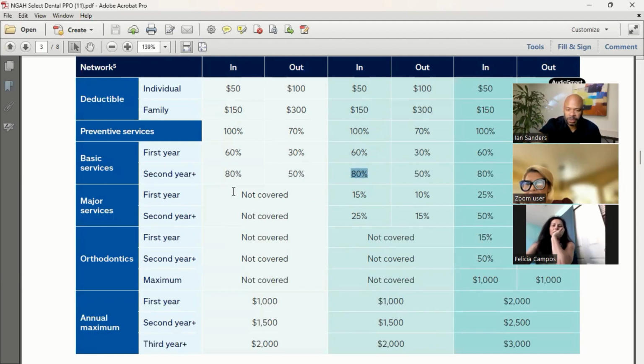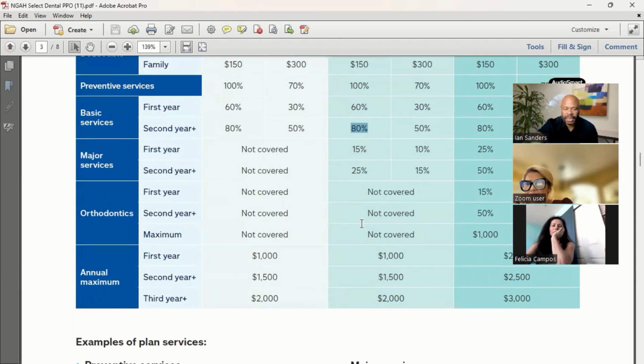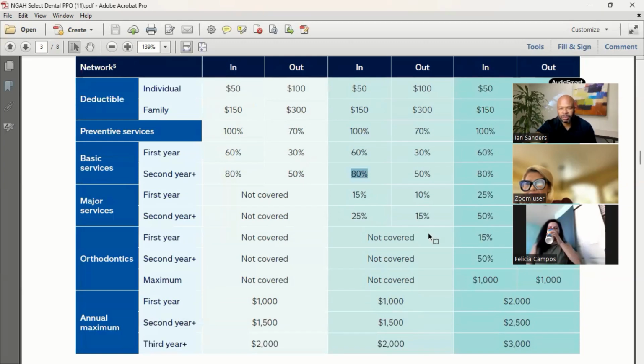They'd be covered 15% the first year and then 25% every year after that. And then for your annual maximums, it's going to pay up to $1,000 the first year. It goes up to $1,500 the next year, and then $2,000 every year after that. Now, does that seem like enough coverage for you, or did you need more? No, that seems like enough coverage.